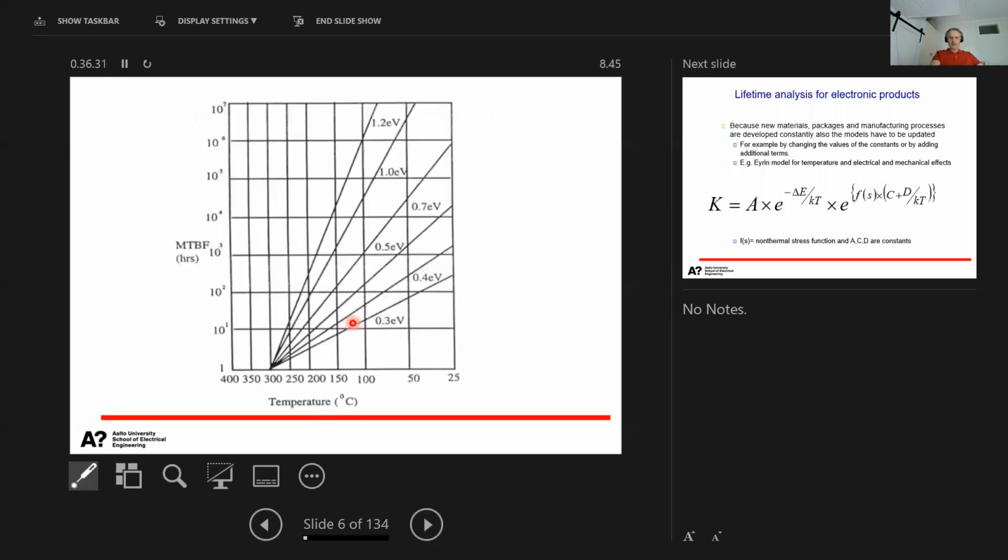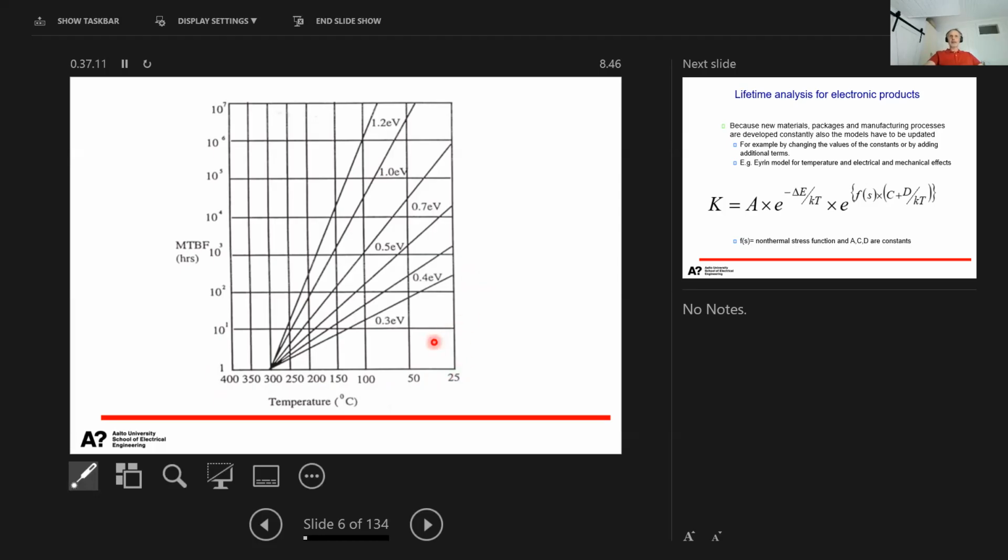Maybe this next picture, even if it is slightly confusing, clarifies the situation. Here we have different curves representing different activation energies. The activation energy is smallest here, 0.3 electron volts, and highest here, 1.2 electron volts. On the y-axis we have failure rate, which we could also consider a reaction rate or whatever rate, how fast things are happening. On the x-axis we have the temperature, so the low temperature is here.